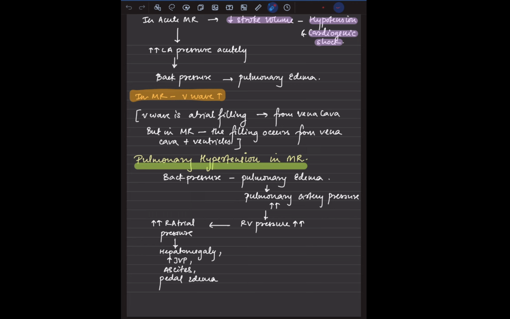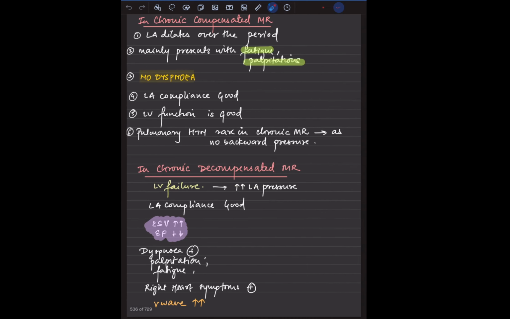Now this is mostly because of the back pressure that is being created, causing pulmonary edema. So there is an increase in the pulmonary artery pressure, and that is actually causing the right ventricular pressure to increase. And this increase in the right atrial pressure will lead to hepatomegaly, pedal edema, ascites, and raised JVP. Okay, so first there is an increase in the left atrial pressure, then again there is an increase in the right atrial pressure. So there we have the left heart failure as well as right heart failure symptoms.